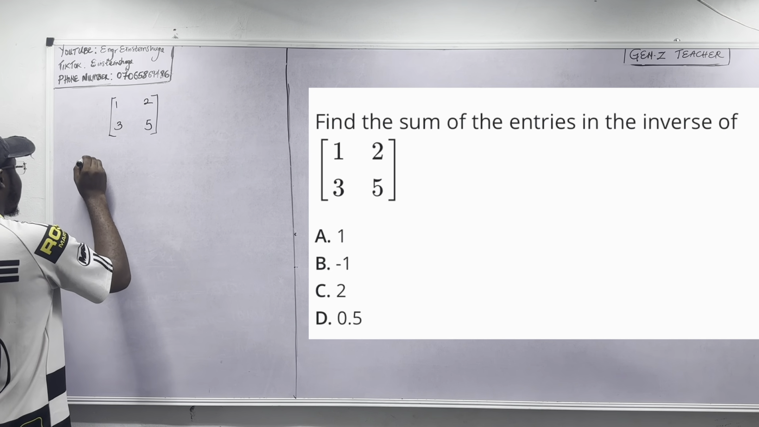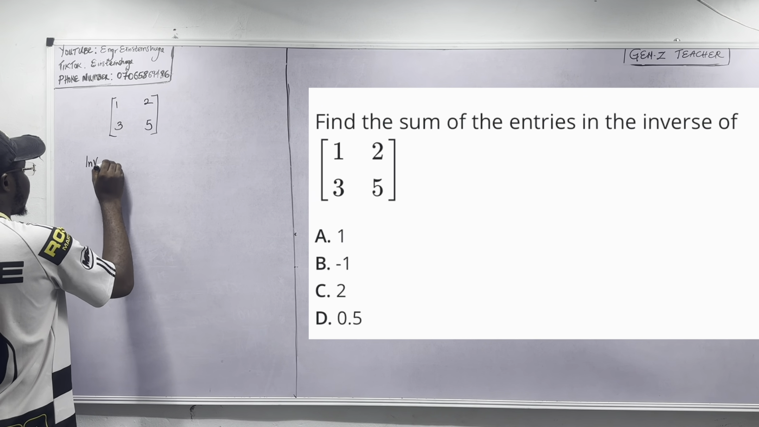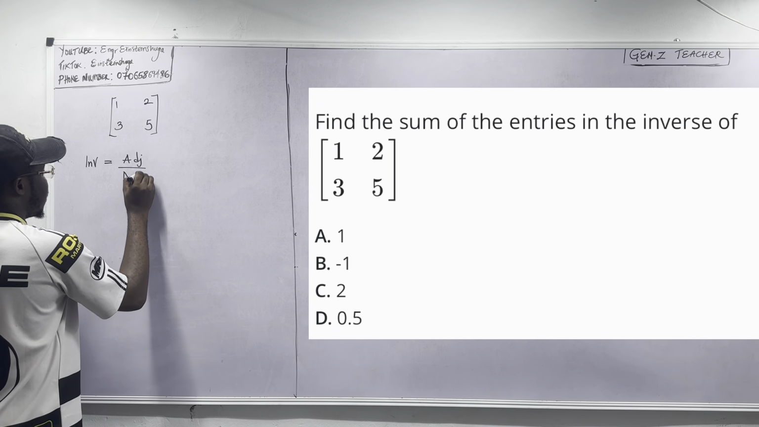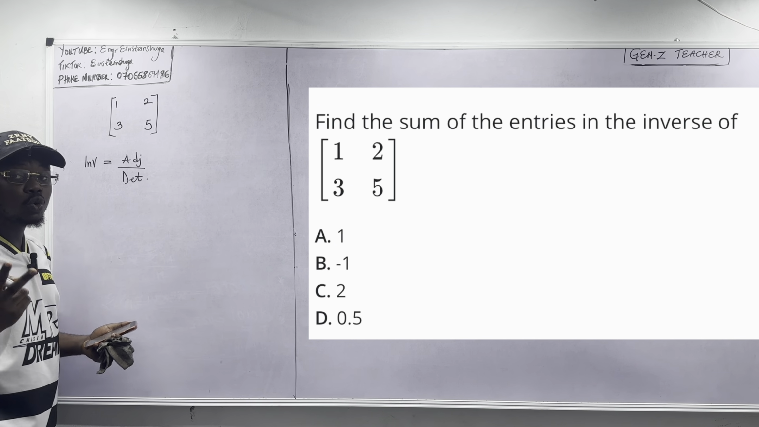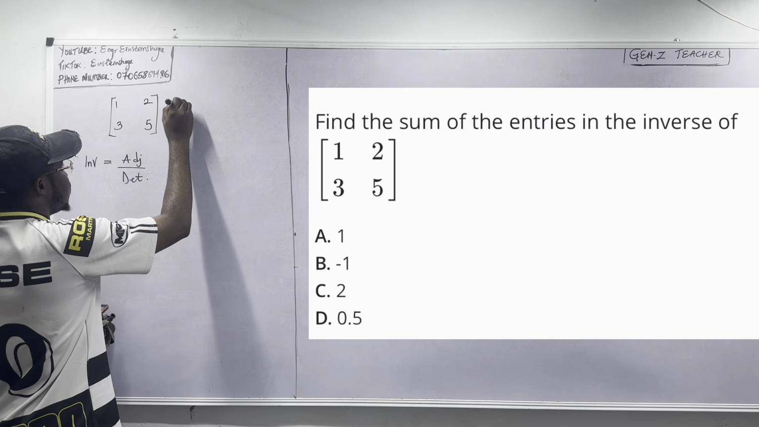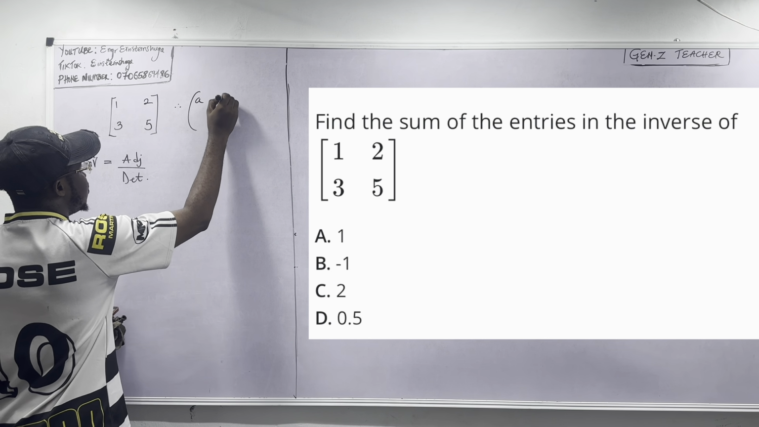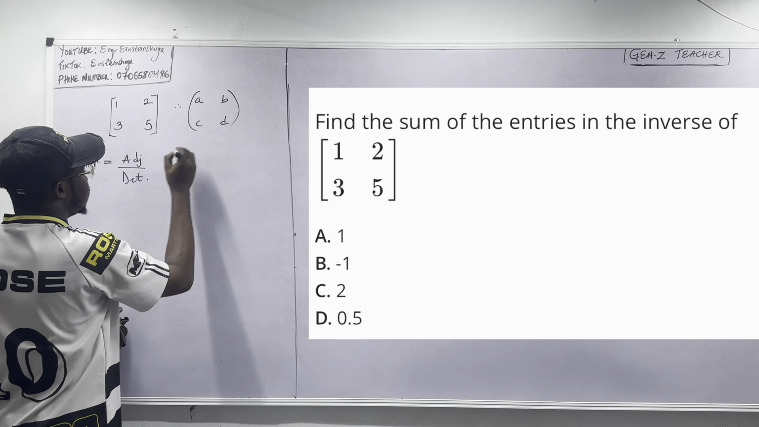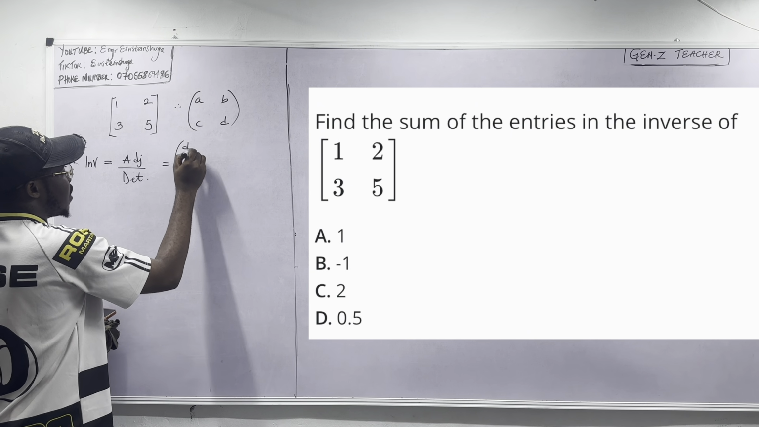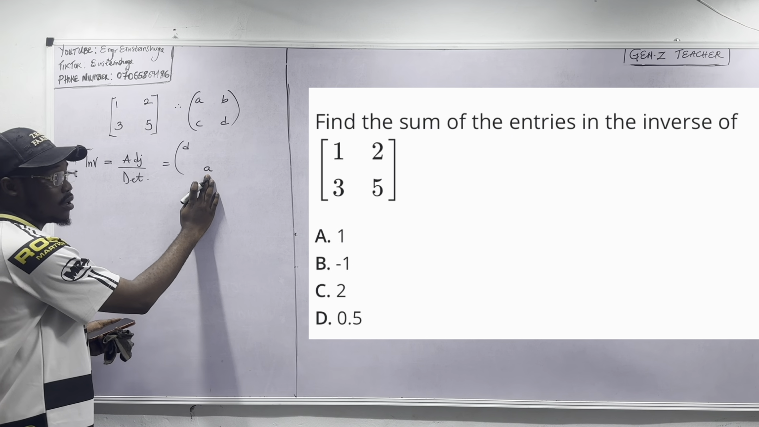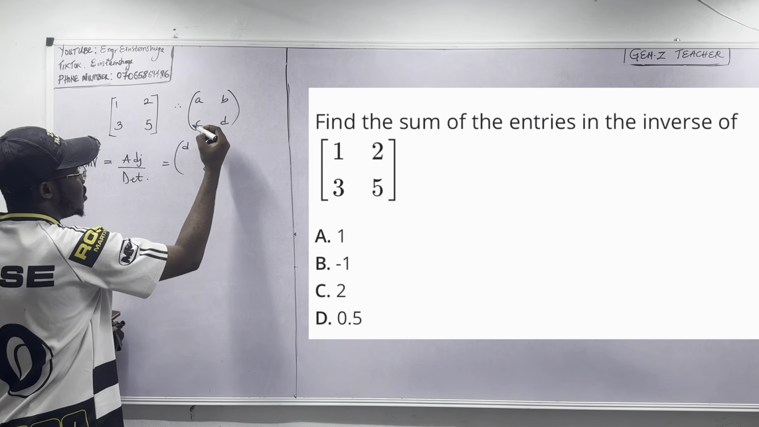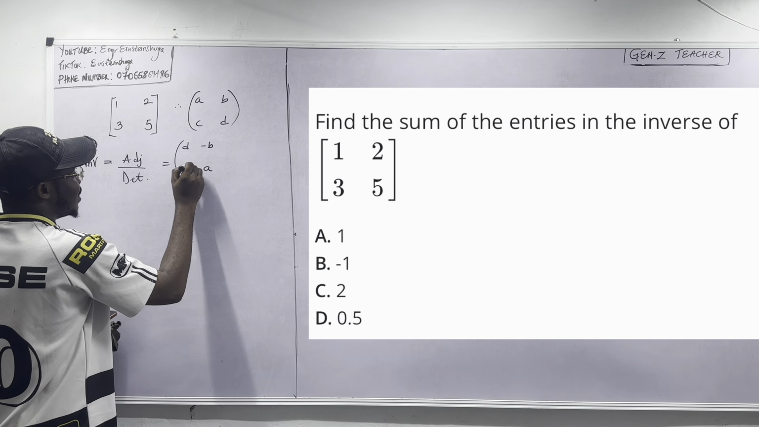Not to waste time, the inverse of a matrix is the adjoint of that matrix divided by the determinant for a 2 by 2 matrix. How do you find the adjoint? If you are given a matrix A, B, C, and D, the adjoint is: we swap A for D, so we have D here and A here. Then we use the negative sign to multiply the other guys, B and C, so we have negative B and negative C.